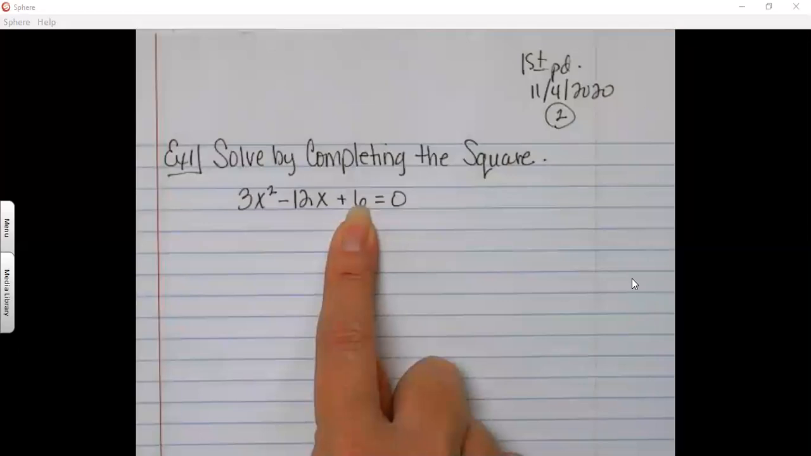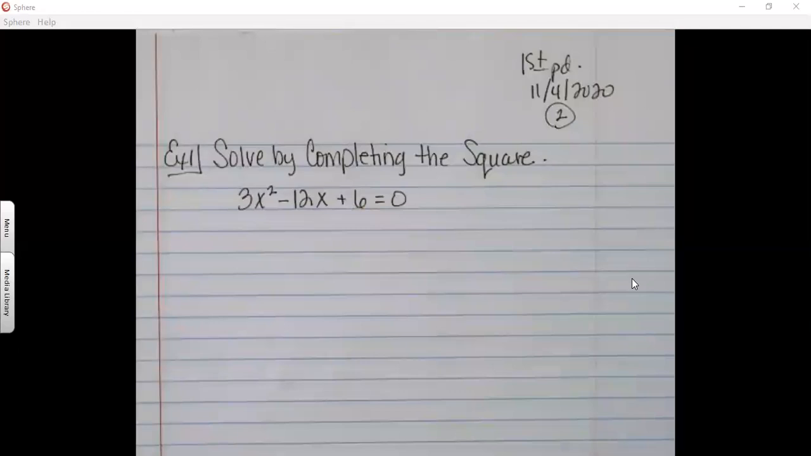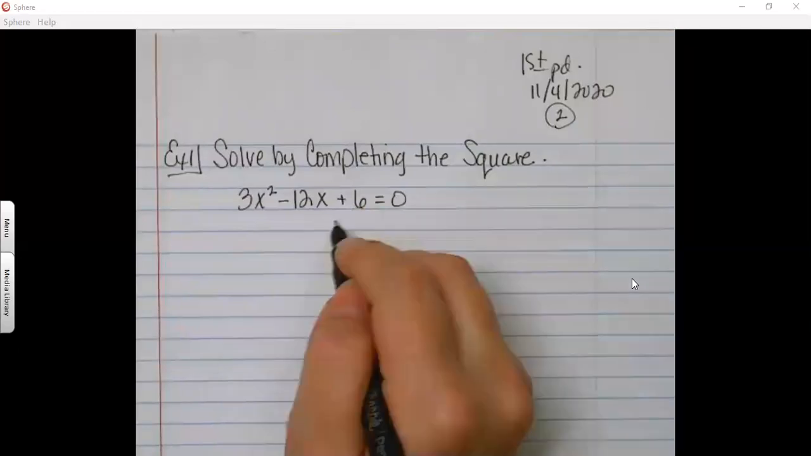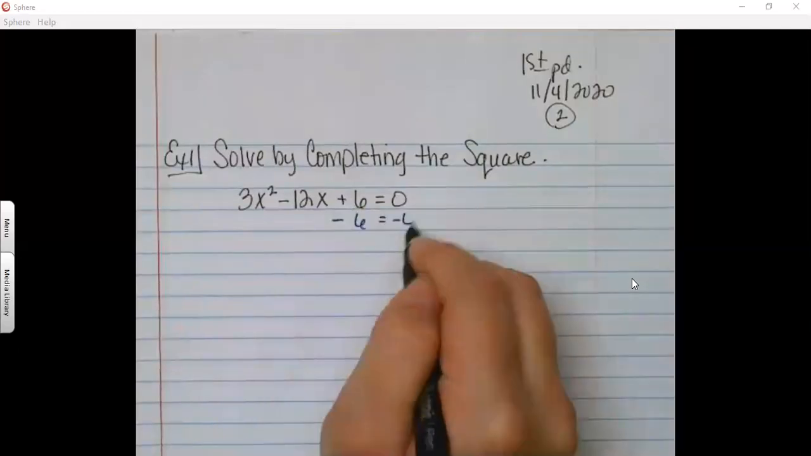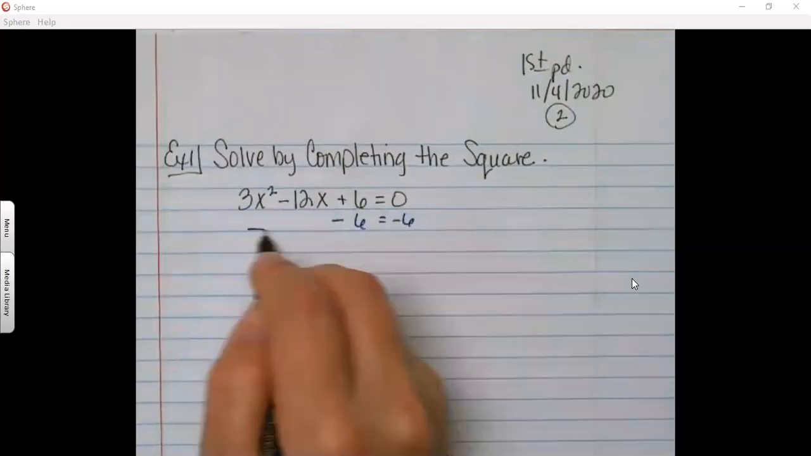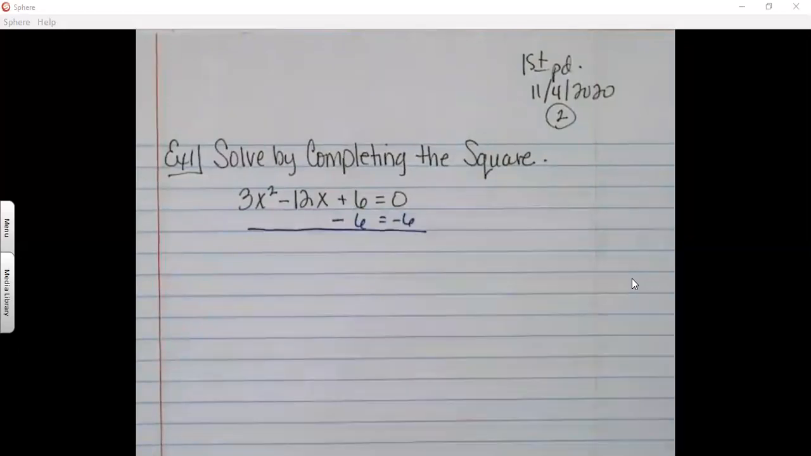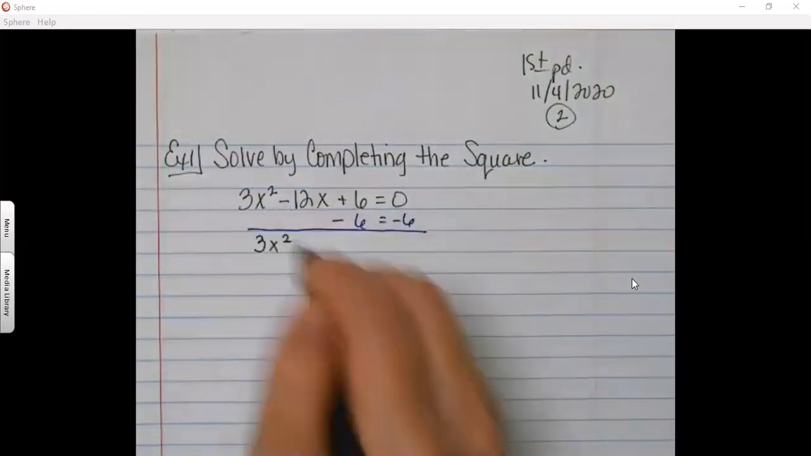So what would we do? Subtract 6 from both sides. So I have 3x squared minus 12x equals negative 6.